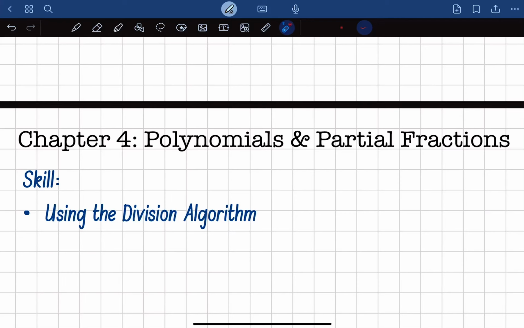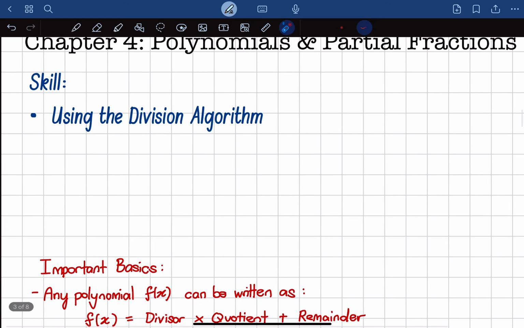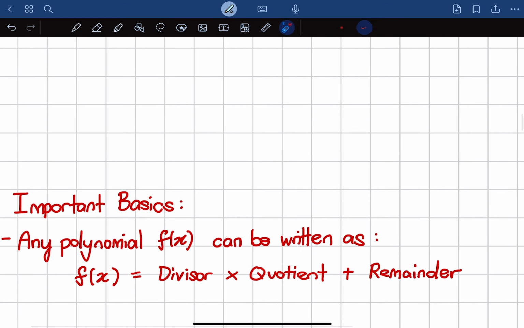In this video, we are going to look at the chapter of polynomials and partial fractions, focusing on the skill of how we use and apply the division algorithm. But before we go into that, we first need to understand the very important basic to this chapter, which is that any polynomial in this chapter, f(x), can actually be written as a divisor times quotient plus remainder.